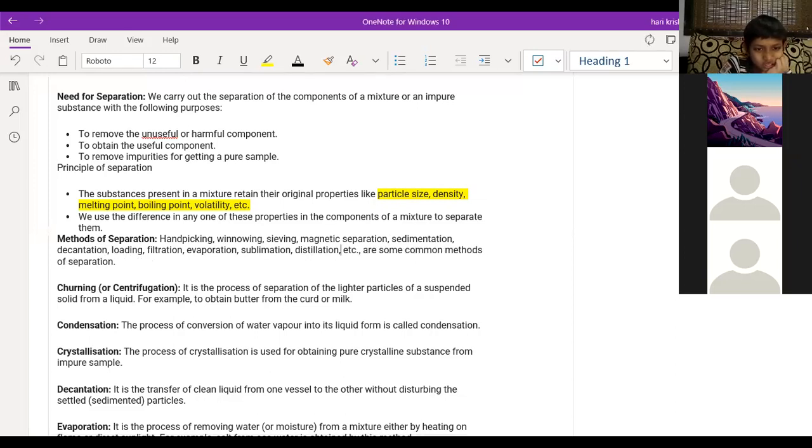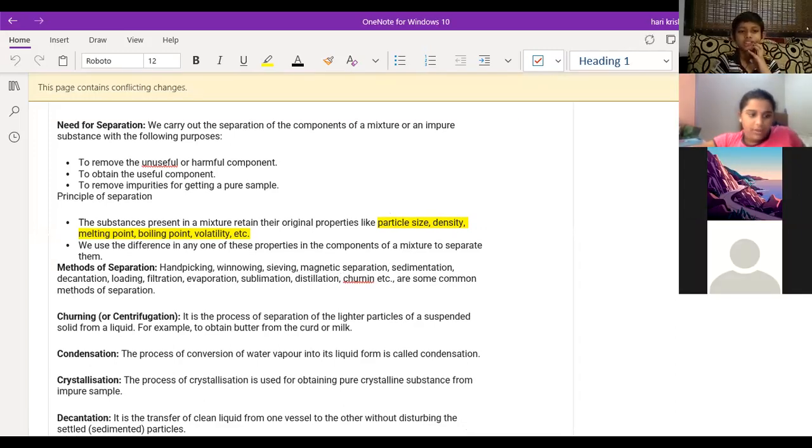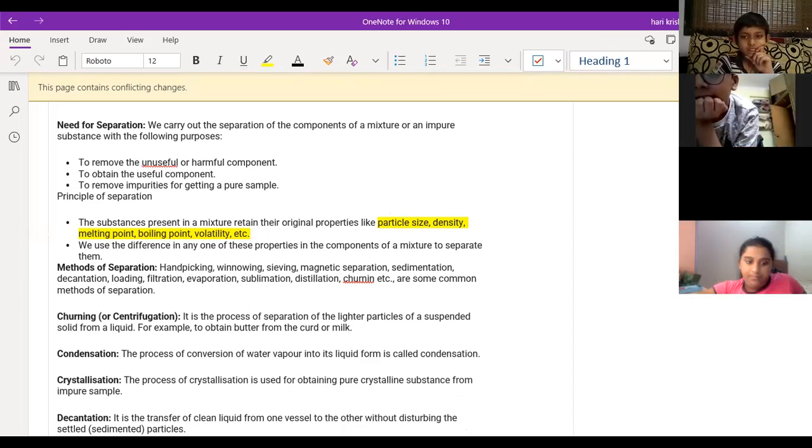Sir, can you see me? No? No, Ashwath. He wore headphones and he's standing. Sir, I can't see him, sir. Okay, no problem. Just revise once again what the separation techniques are. Sir, now we can see him.